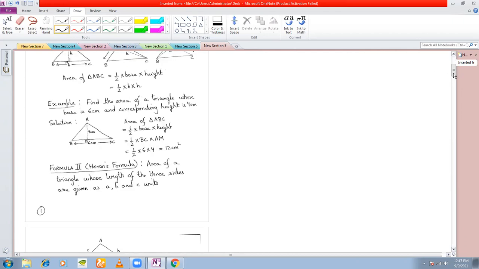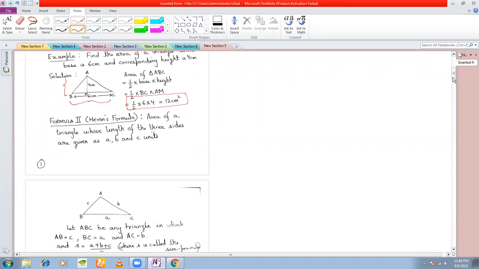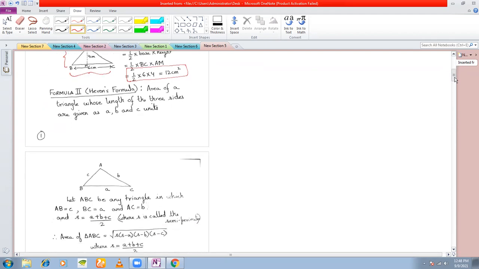So let us see one application of this. Find the area of a triangle whose base is 6 centimeter and corresponding height is 4 centimeter. So if you see, I have drawn a triangle here. This I have taken as the base, and this I have taken as the height. So clearly, the formula half base into height, half into 6 into 4, will give you 12 centimeters square. So this was a very fundamental application of the half base into height formula. This will work for any triangle, as I told you.